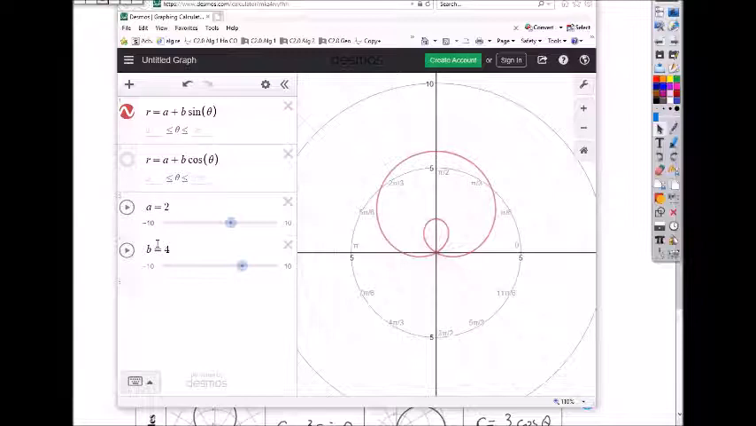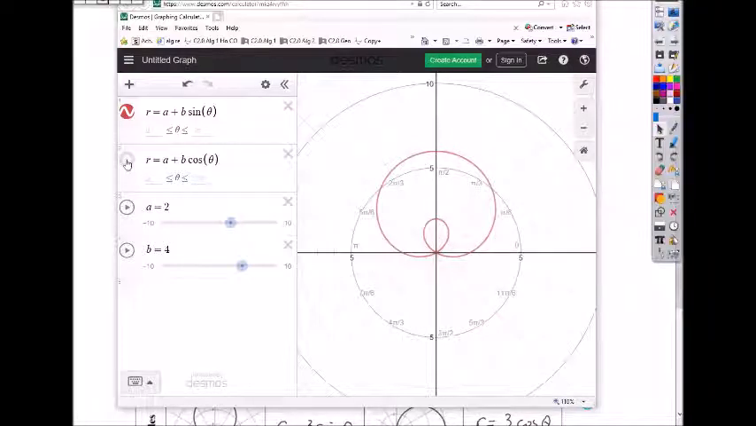So what do these two numbers do? The difference of these two numbers, 4 minus 2, is the length of the inner loop. 1 and 2. 4 minus 2 is 2. And the total length of the Limacon with the inner loop will be the sum of these two, which is 2 plus 4 is 6. 1, 2, 3, 4, 5, 6.